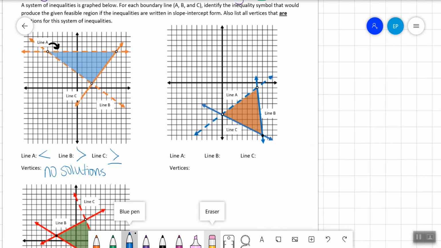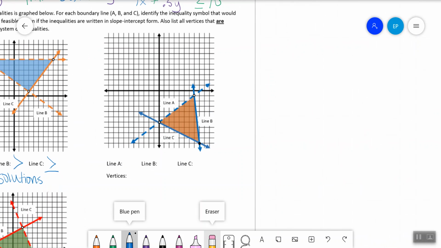Looking at this one over here. So the A line is right here, that's dashed at this Y value. It wants all the Y's less than. It is not equal to because it is dashed. Lines B and C are both equal to because they are solid lines.